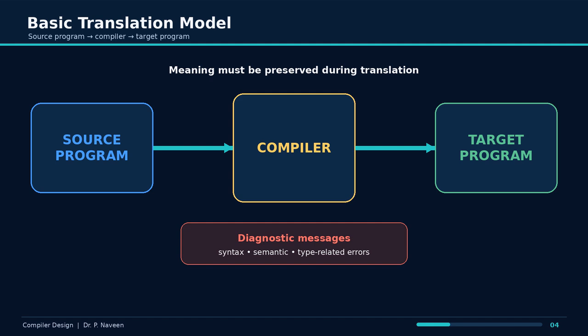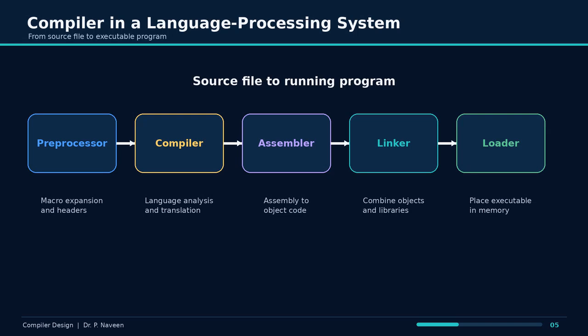For example, consider this statement: result is equal to A plus B multiplied by C. The compiler must understand the variables and operators. It must also understand that multiplication is done before addition. So the compiler does not simply replace one word with another word. It understands the structure of the statement, then it produces the correct instructions. Okay, let's move on to the next slide.